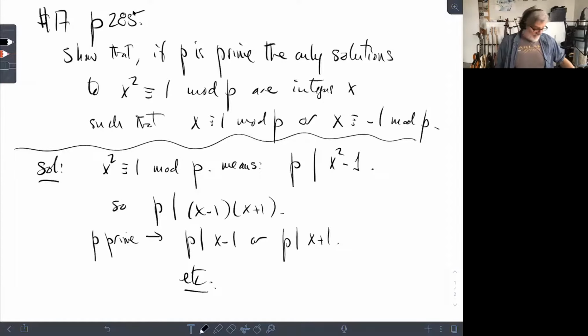So that's number 17 on page 285. If you had done it, that's great. I didn't go look at the solution. I don't know what they say there, but I suppose that's basically what they're doing. I don't see another simpler way of doing this. Questions, suggestions before I move on?